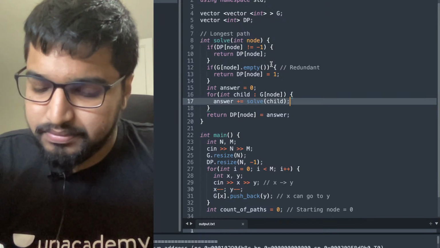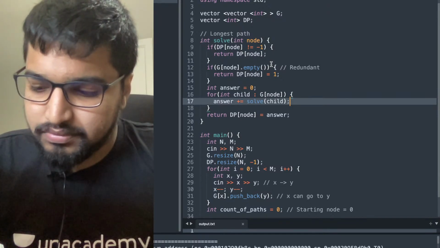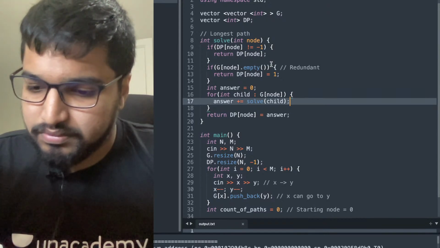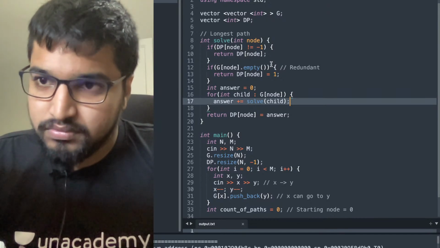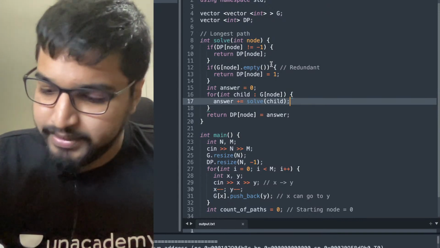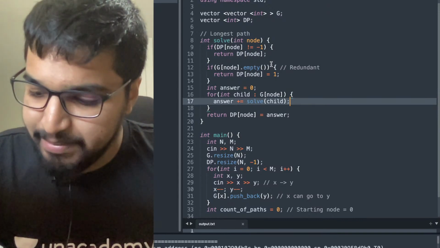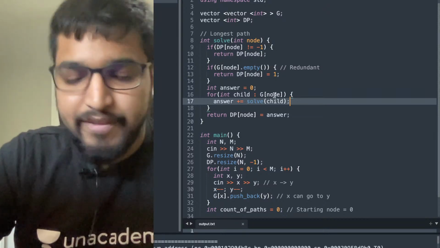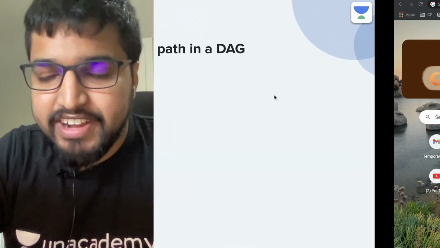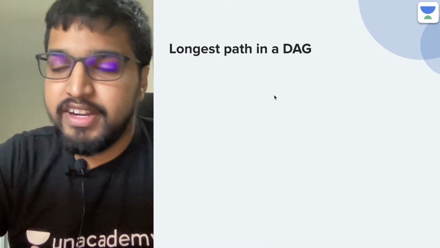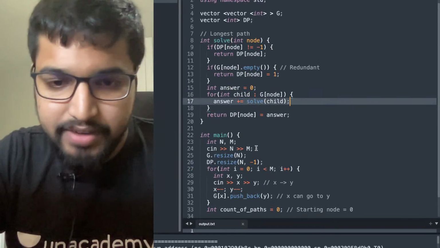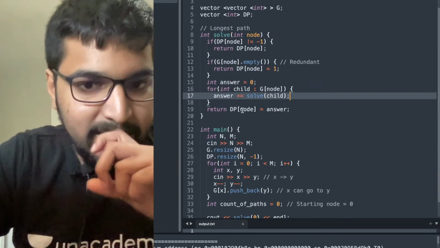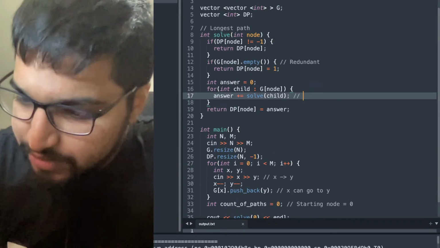Awesome. Is this clear, everyone? People in the live chat, can you let me know if you want me to re-explain this part? I didn't clearly explain it because I thought that it was very similar to the last problem. But if you really want me to explain it, I would. If there's any part of this which is unclear, this is basically summing over the answers for all children, right?